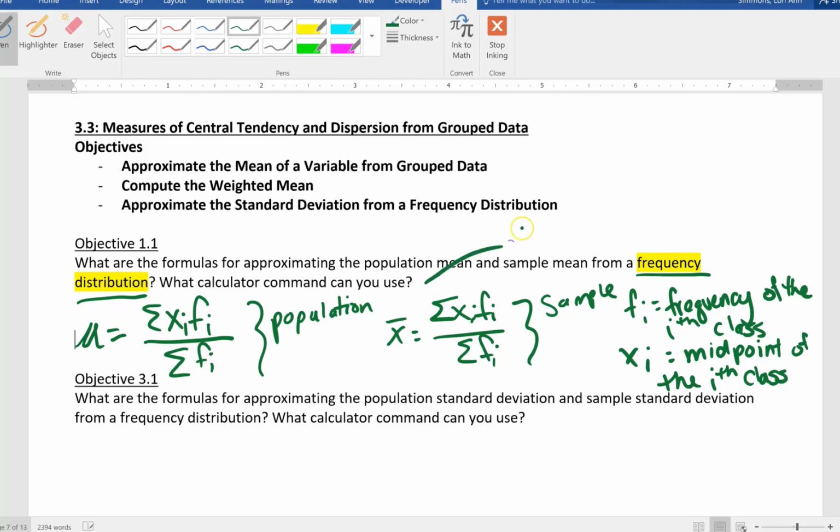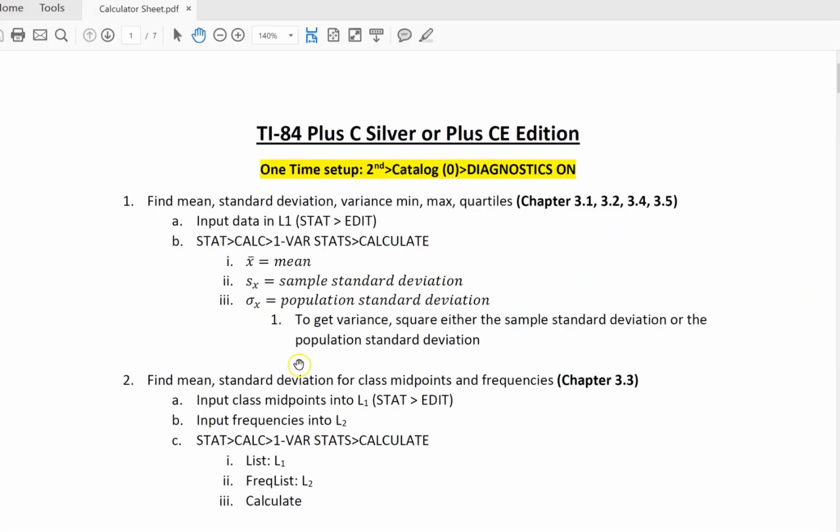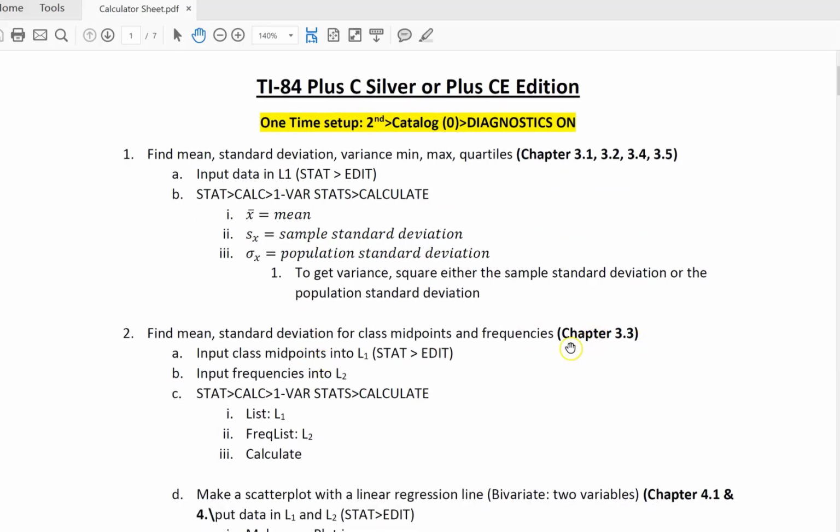And for the calculator command, we're going to use number 2. Pull out your calculator sheet. You can see this reference to 3.3, and this is to find the mean and standard deviation for class midpoints and frequencies.